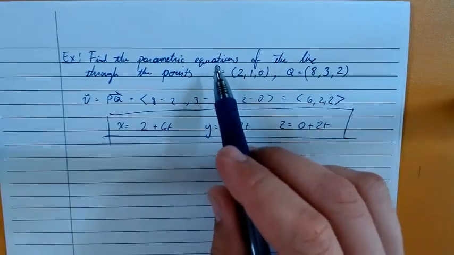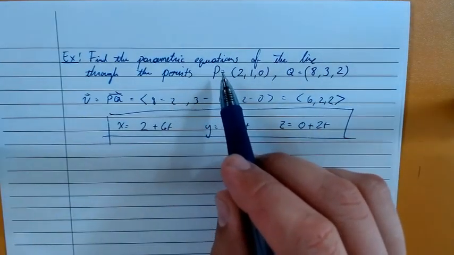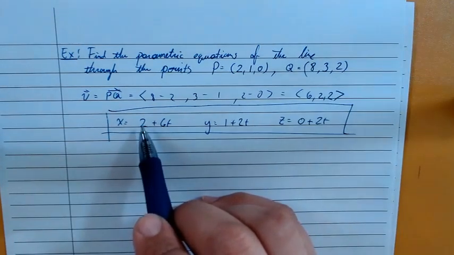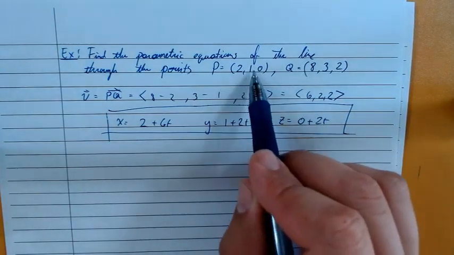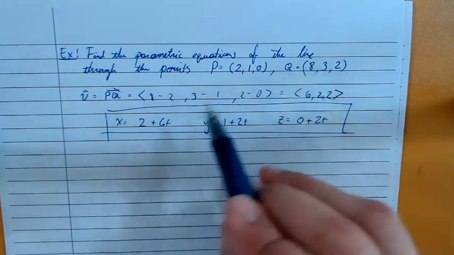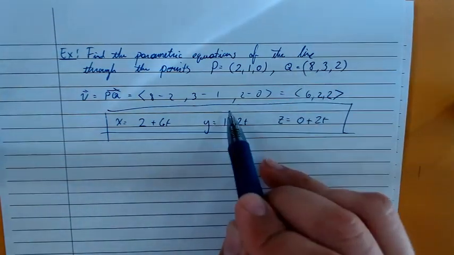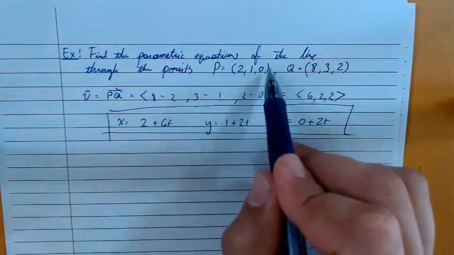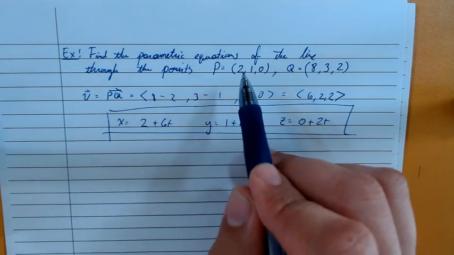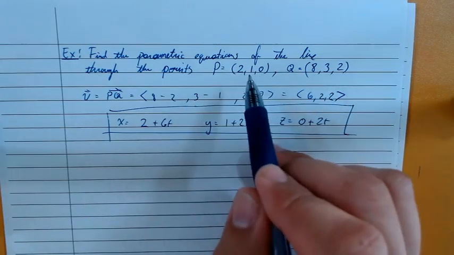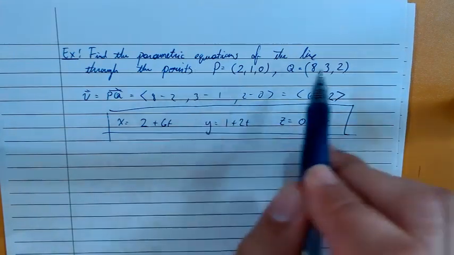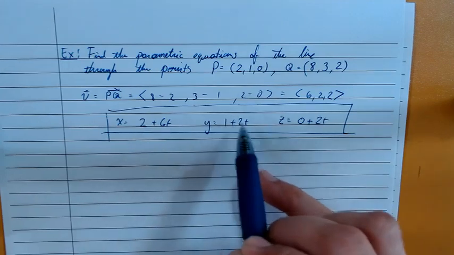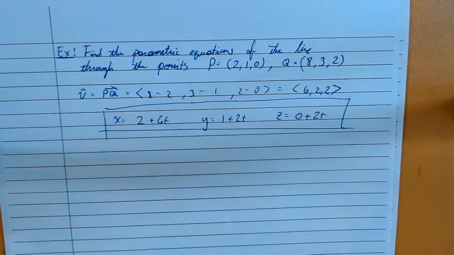Note that here I kept the convention that P is the starting point. If instead you use Q, that is still the same. If instead of 2, 1, and 0 you had used 8 plus 6t, 3 plus 2t, and 2 plus 2t, that would also be correct. After all, there's nothing that says P has to be the starting point, because there is really no starting point. There's just all the points on that line. So if we used Q instead of P, if this was 8, 3, and 2, that would also be a correct answer.